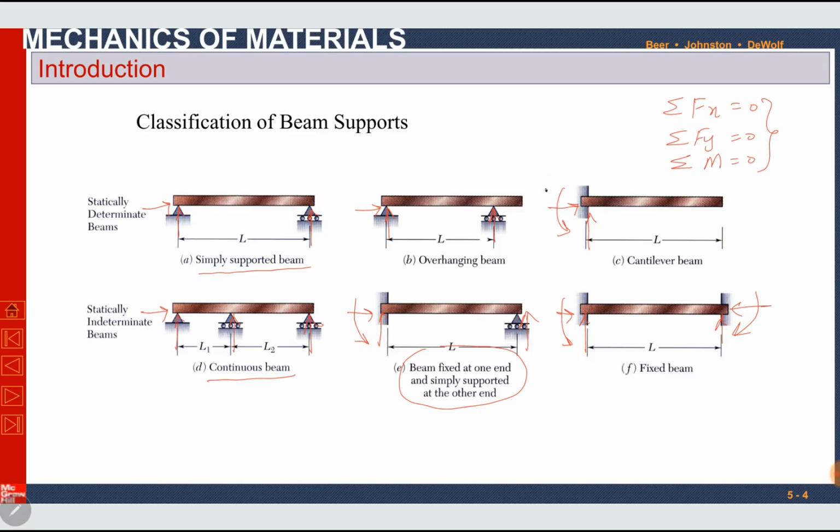So there are a total of 6 unknowns, which are more than the number of equations, and this beam cannot be solved using equations of equilibrium. This is a statically indeterminate beam. So in this chapter, we will discuss statically determinate beams only, and in chapter number 9, we will learn how to solve statically indeterminate beams as well. Currently, we will discuss statically determinate beams only in this chapter.